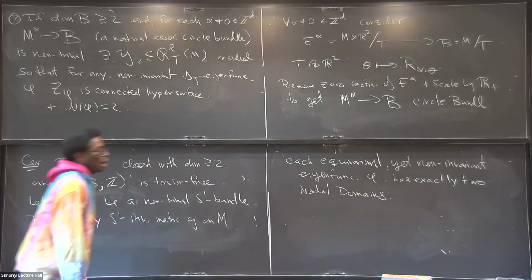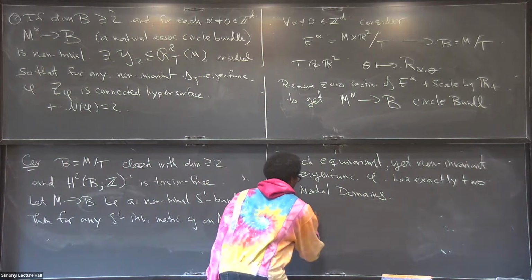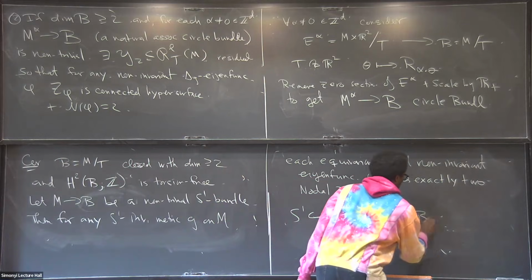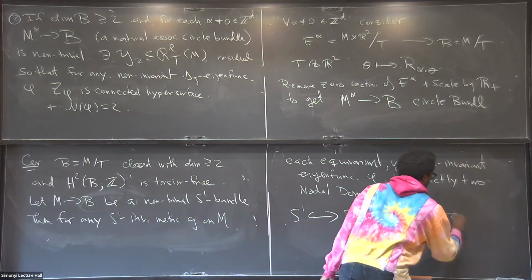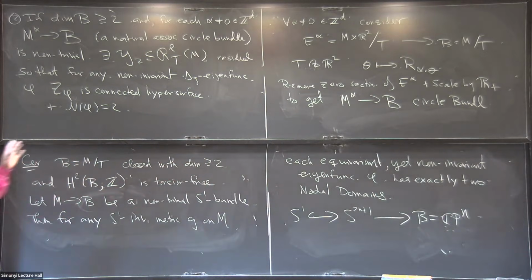And so I guess an example of a case where this actually holds, we can go back to our Hopf bundle again. Okay, and so this is satisfied in this particular case. And so here we'll see that we actually now get these eigenfunctions with exactly two nodal domains.